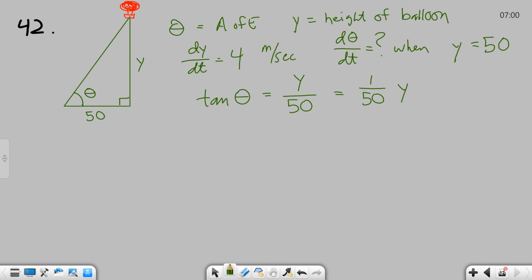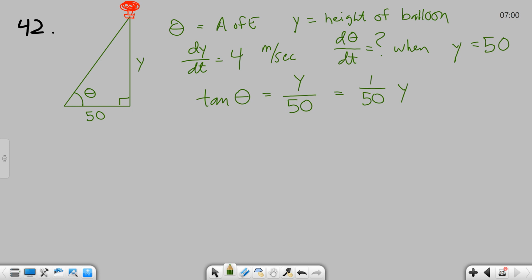We know that the balloon is rising at a rate of 4 meters per second. Since the balloon is going up, then that's a positive value because the value for y is getting bigger. And we want to know what the rate of change of the angle is when y is equal to 50.